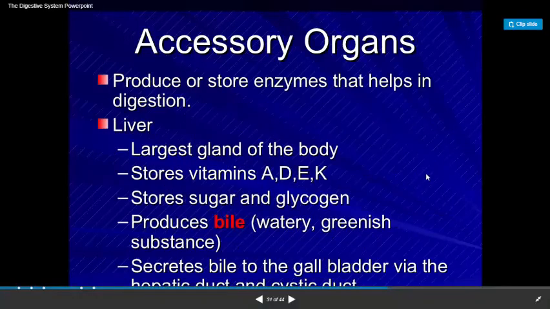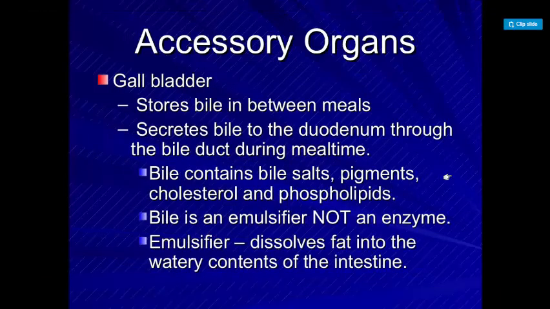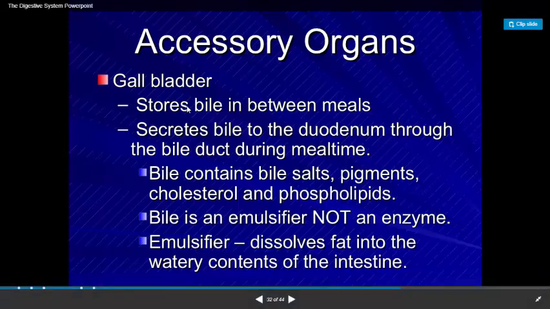It secretes the bile. Okay, so on the surface of the liver, there is a bag which is called the gallbladder, which stores the bile. So the bile is secreted by the liver and stored in the gallbladder. What's its function? Stores the bile. This is the gallbladder. What does the bile do? It contains bile salts, pigments, cholesterol and phospholipids. It's an emulsifier. What does emulsifier mean?